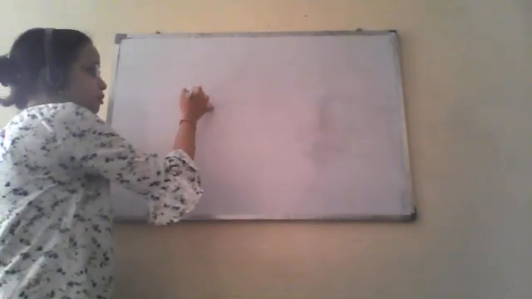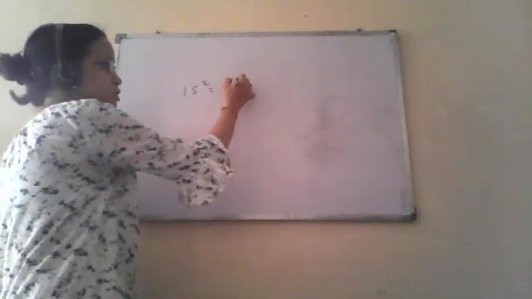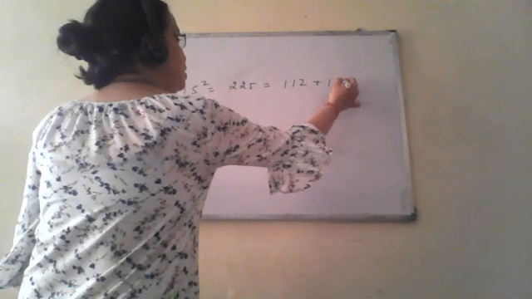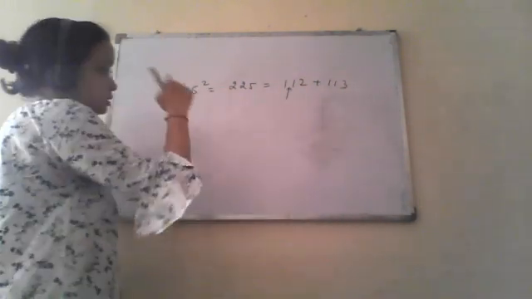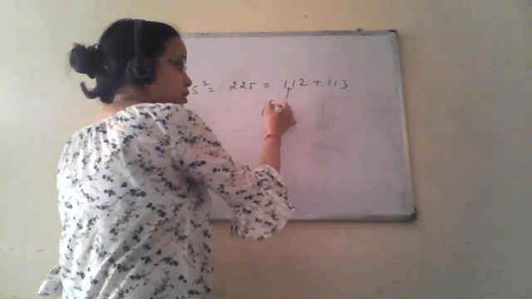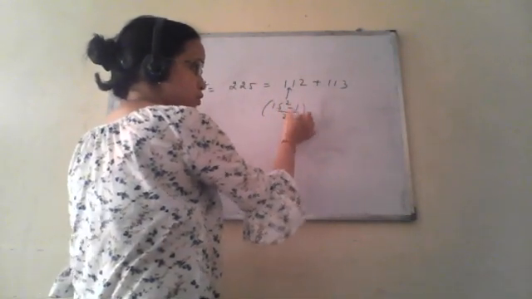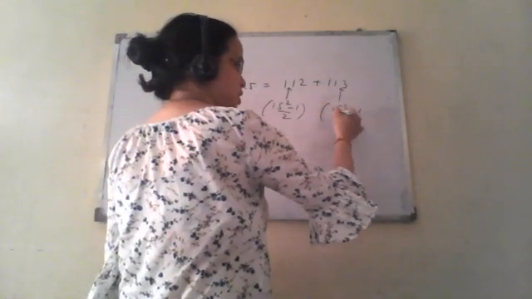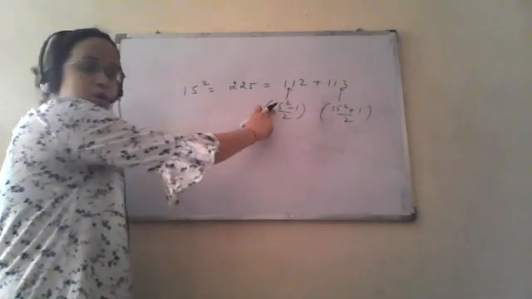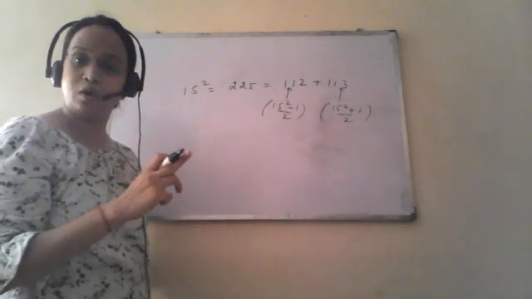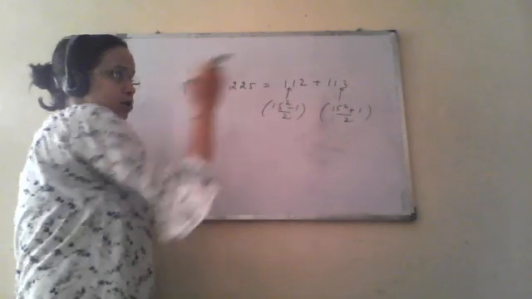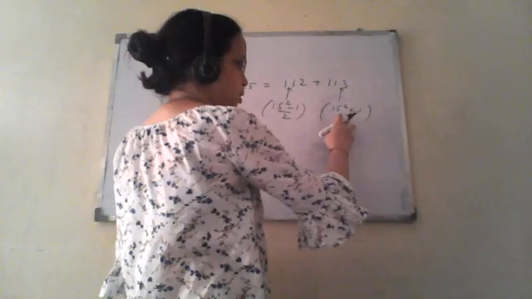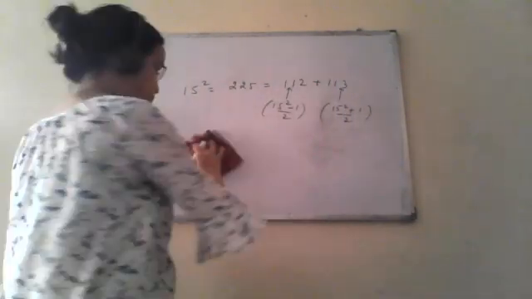So this is 15 square. 15 square is 225, and it can be expressed as 112 plus 113. Now how does this 112 come? This is 15 square, so it is (15 square minus 1) upon 2, and this is (15 square plus 1) upon 2. 15 square is 225, minus 1 is 224, and 224 divided by 2 is 112. 225 plus 1 is 226, and 226 upon 2 is 113. So this way we have to see.